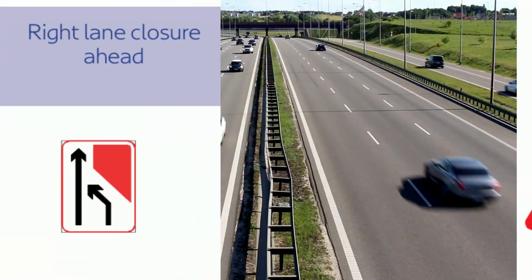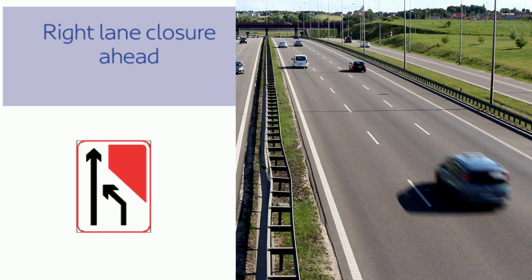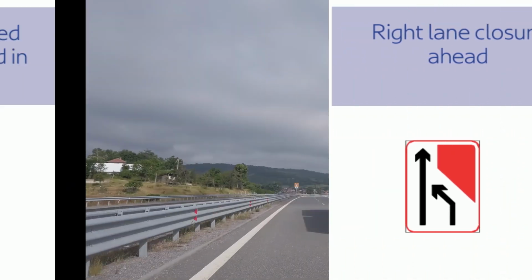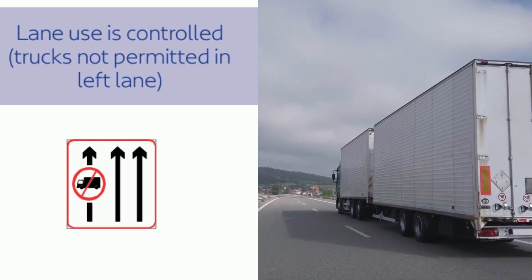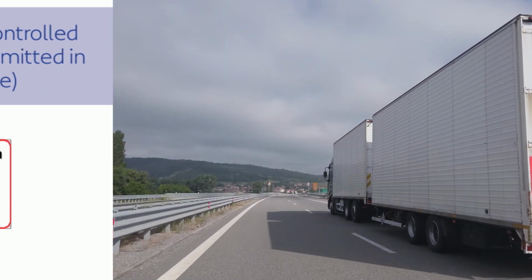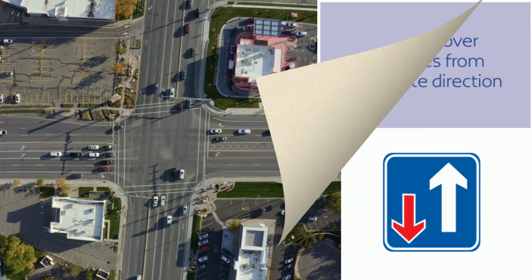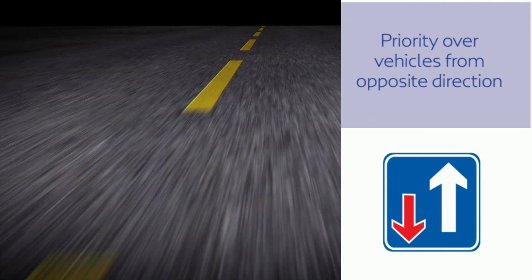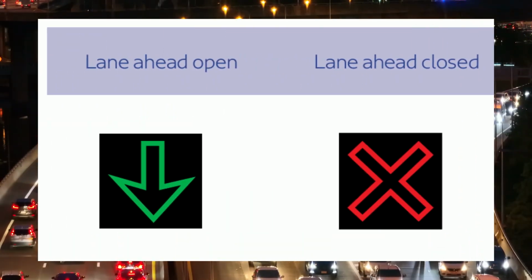Right lane closure ahead. You can find these signs on highways or motorways. On the high speed lane, the lane is controlled. Trucks not permitted in the left lane. Always drive on the slow lane. No turning for trucks or lorries. Priority over the vehicles from the opposite direction. Lane ahead open, lane ahead closed.